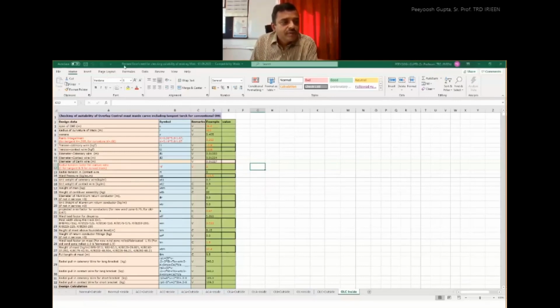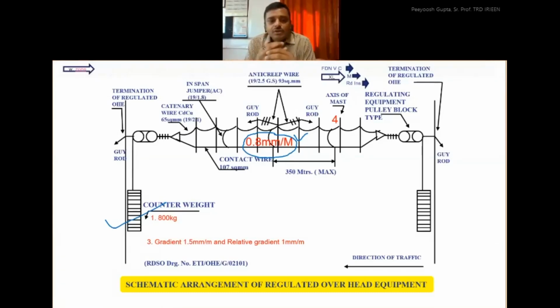Span, radius of curvature, versine, tension, diameter, so n number of parameters are there. If some values are given, it will calculate. So we know whether our foundation and our mast are suitable. It has to be checked, and if not, then what? We need to erect a separate mast. उसकी क्या फिलॉसफी है हम लोग आगे अभी देखेंगे.